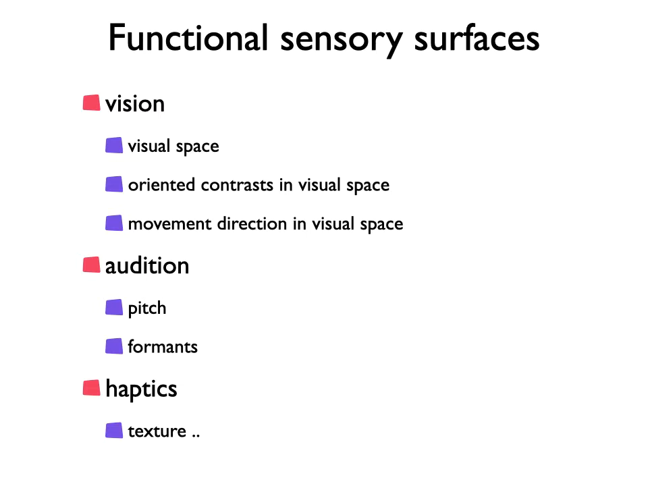For instance, in vision, you have information about the retinal location of a stimulus, or the orientation of contrast elements in visual space, or the movement direction in visual space. In addition, you know about pitch and formants and texture and haptics and many other features. So I like to talk about those also as surfaces, although these tend to be then in real spaces, high-dimensional spaces, and they have functional meaning.